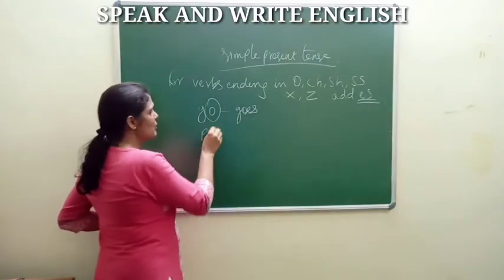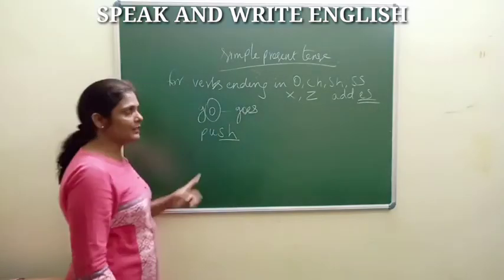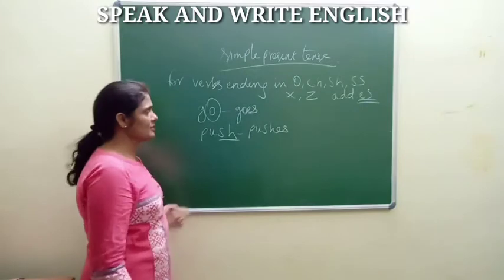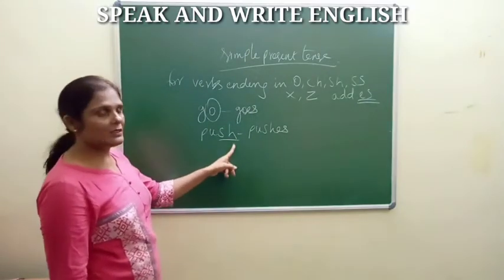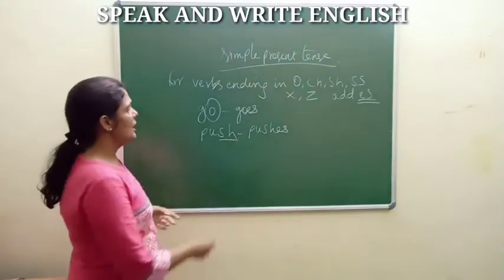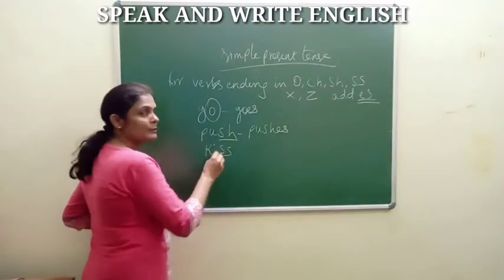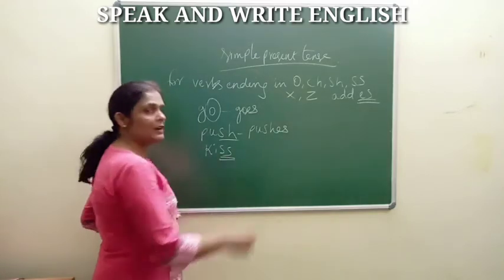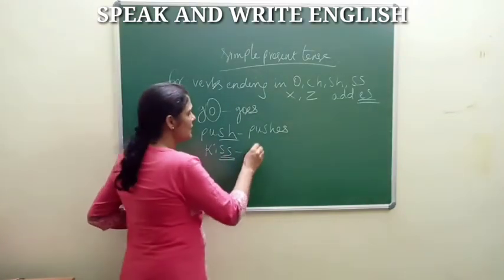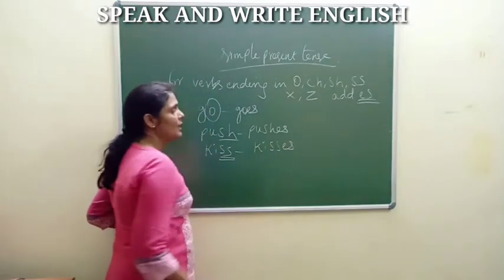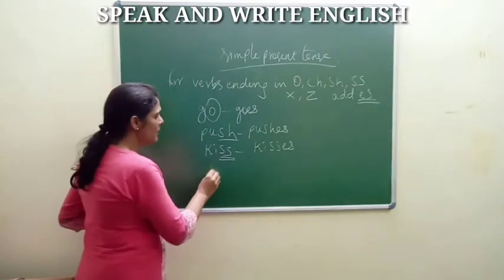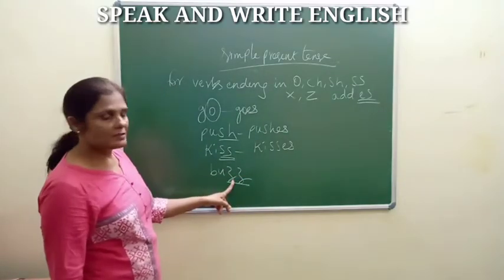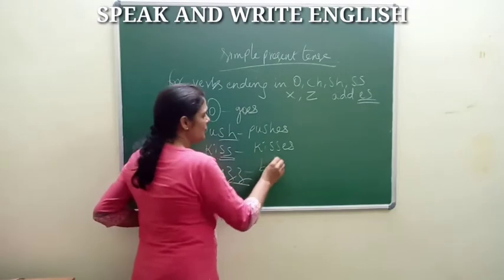If I say push, ending with SH, it should be P-U-S-H-E-S, pushes, because the verb ends with the letters S and H. If I take the verb kiss, it ends with the letters SS, so I take kisses. If I take the word buzz, ending with Z, we say buzzes.